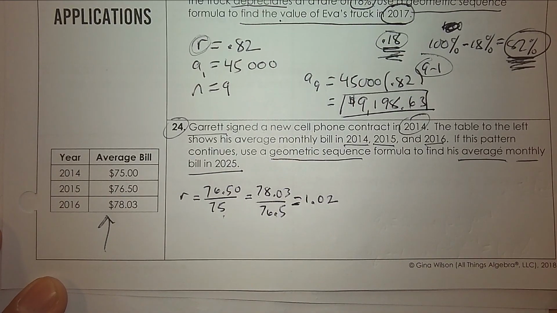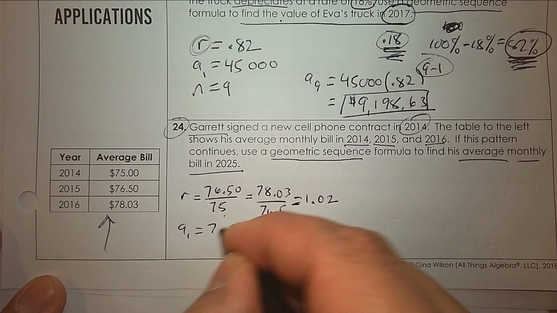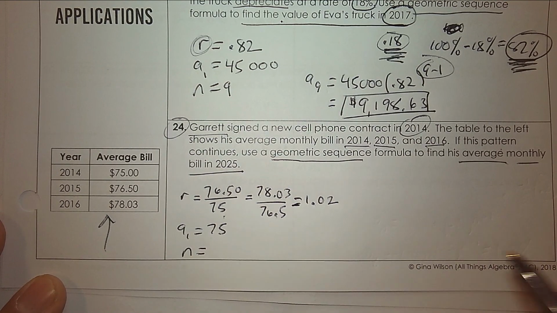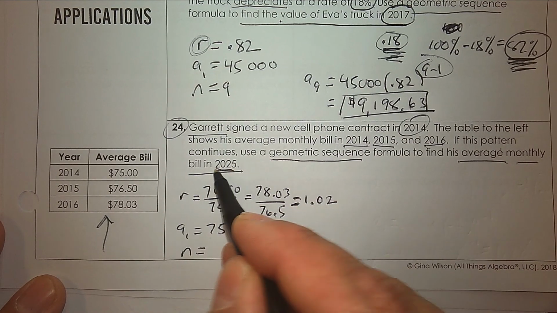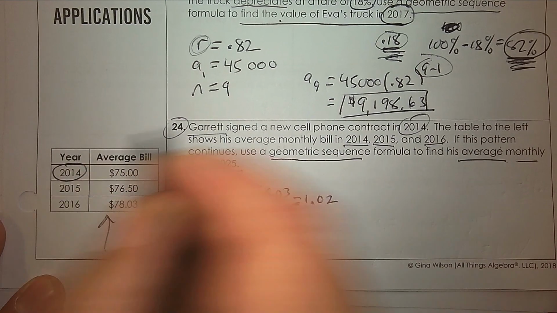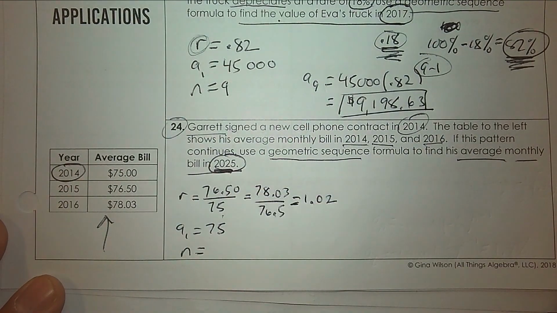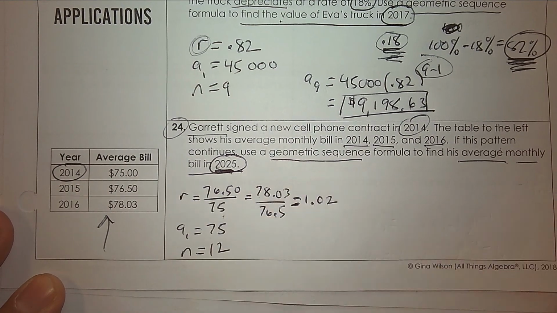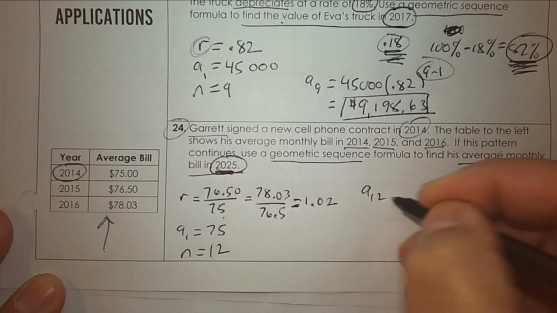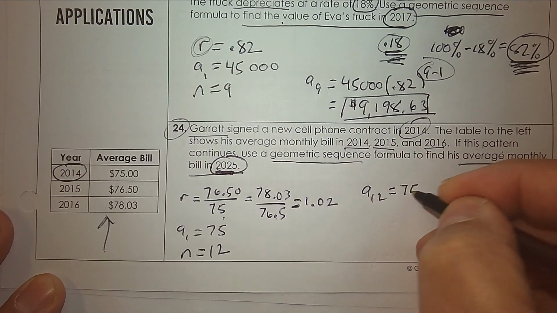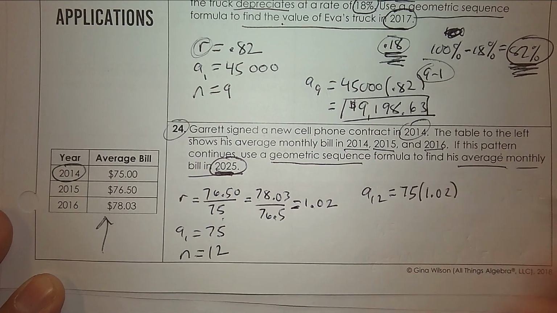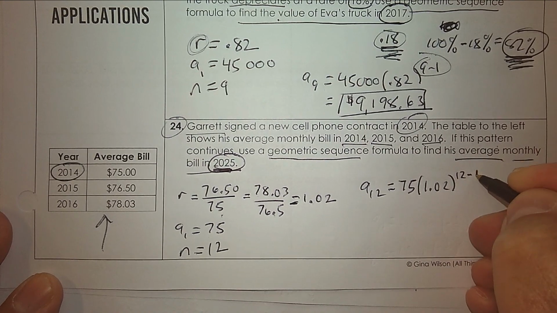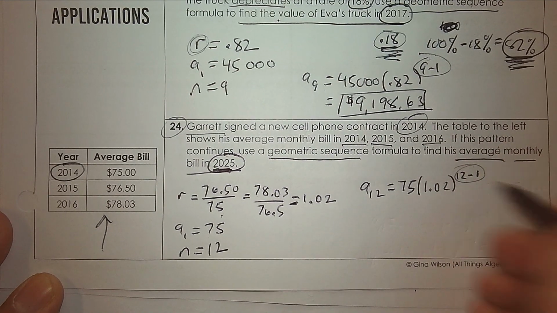Next, I need to know the first term. Well, the first term is how much? 75. And then how many terms do I have? Well, which year am I looking for? 2025. So how would I find the term number? What would I do to 2014 and 2025? Subtract them and then add 1. So what term number is that? So the 12th term would be found by doing the first term, which is 75, times the common ratio, which is 1.02, to the exponent 12 take away 1. And in your calculator, you would just put in 11.